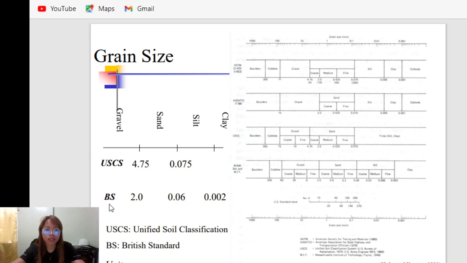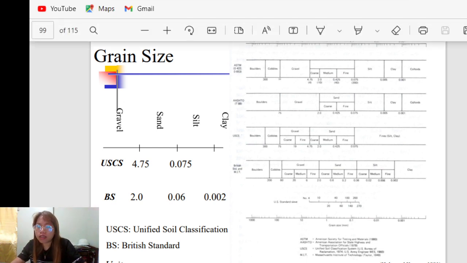So we have the USCS and the British Standard. We have the gravel, sand, silt, and clay, and they have boundary values. Between the silt and clay, the boundary is 0.002 millimeter. Between the silt and sand, for BS it is 0.06, and for USCS 0.075. For sand and gravel, the boundary for USCS is 4.75 millimeters, and for British Standard is 2 millimeters.